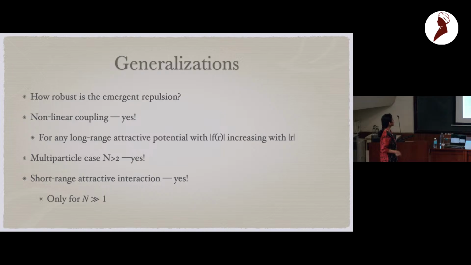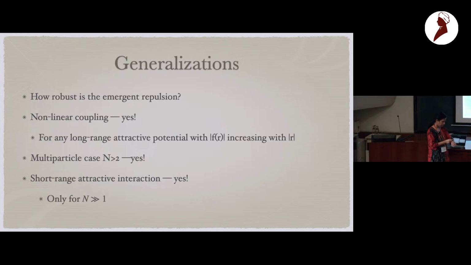So the next question is how robust is this emergent repulsion? We have seen it for two particles and harmonic coupling. So the first question is whether we can have it for non-harmonic coupling. The answer turns out to be yes, as long as it's a long-range attractive potential where the force is increasing with r. That we can also show. And the multi-particle case, yes. And then the final question is whether we can also see this for a short-range interaction. The answer also turns out to be yes, but then we need many particles.